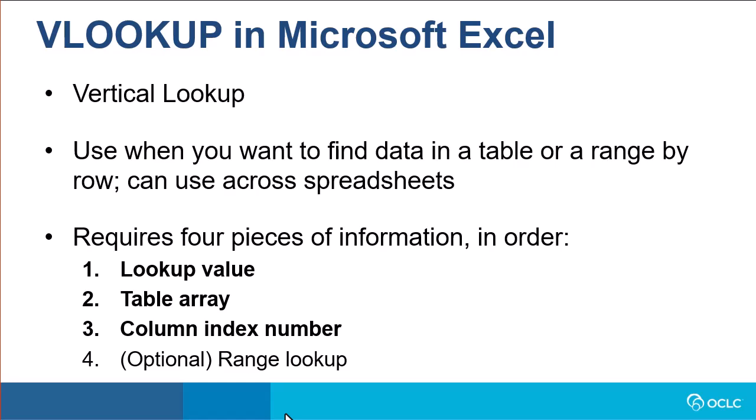The VLOOKUP formula consists of four pieces of information: the required lookup value, table array, column index number, and the optional range lookup. The lookup value is the value for which you want to find matching data. It can be a value, a text string, or a cell reference. Translating this to simple English, the formula is saying, look for this piece of information in the following area and give me some corresponding data from another column.